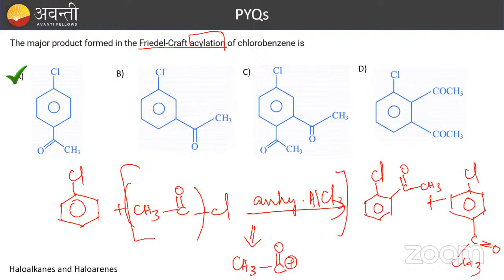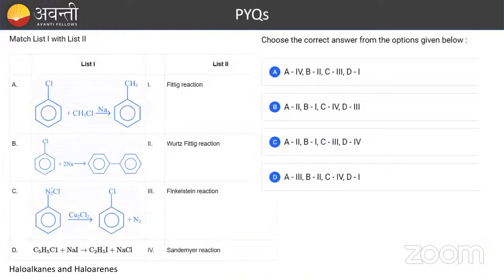Got it? So now I'll go ahead with one question, which is of match the following type. So can you find out the answer? Chlorobenzene is treated with CH3Cl in presence of sodium and it is forming CH3. So what is the name of this reaction? This will come under the reaction with metal because we have sodium metal, right?